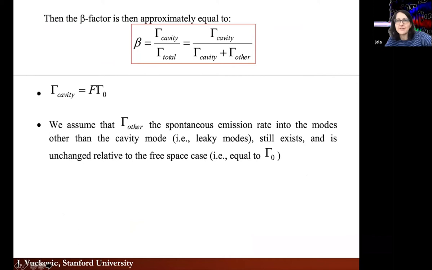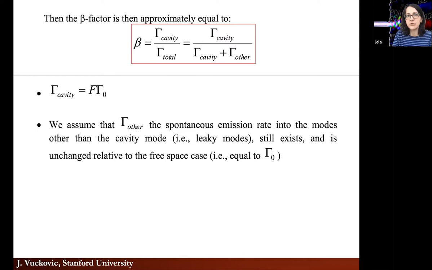Okay, so spontaneous emission coupling factor. This is different from spontaneous emission rate enhancement, which is Purcell factor. This is spontaneous emission coupling factor. And this is the ratio of spontaneous emission that goes into the cavity mode, which will be lasing mode, relative to the total spontaneous emission rate. So we discussed Purcell factor, right? And we know that if the system is in the weak coupling regime, in the Purcell regime, then this spontaneous emission rate in the cavity can be enhanced relative to the free space spontaneous emission rate by a factor which we call Purcell factor, right?